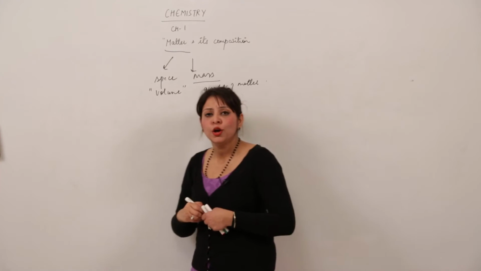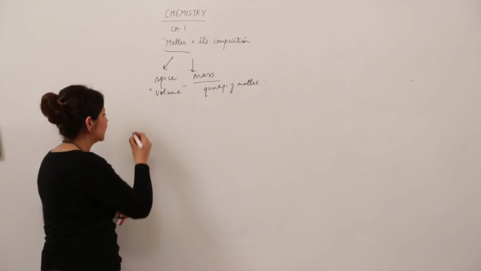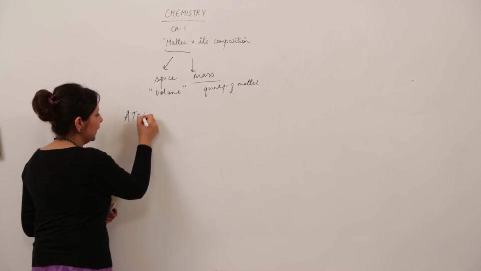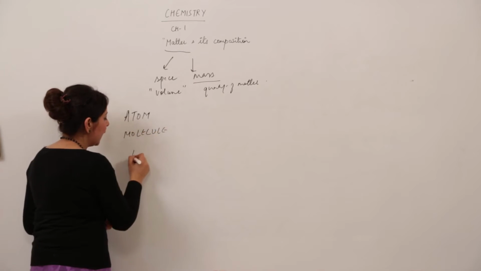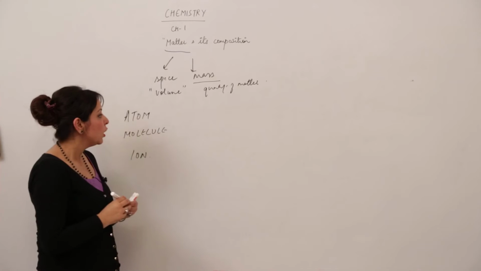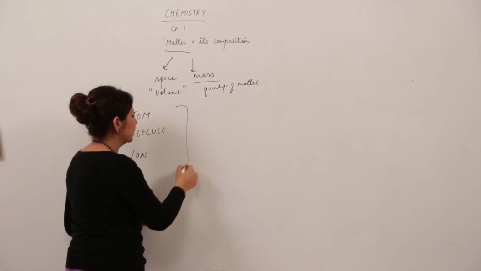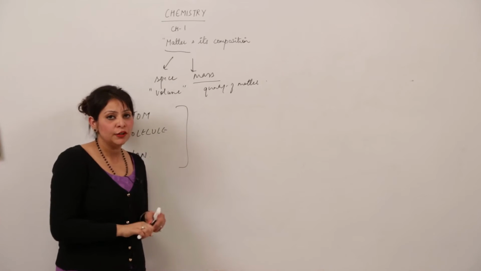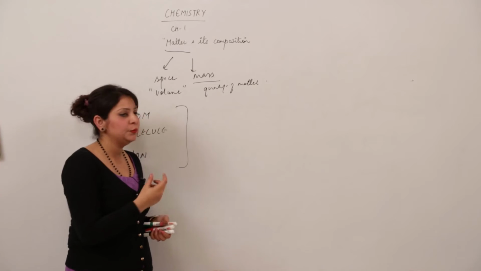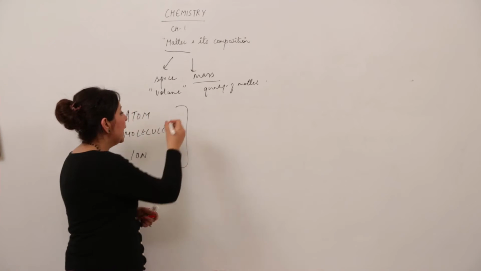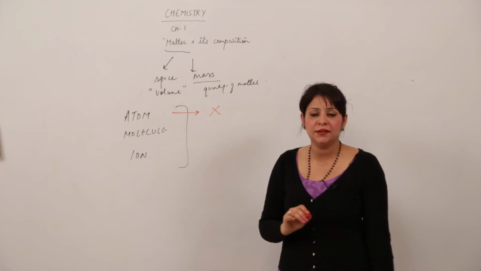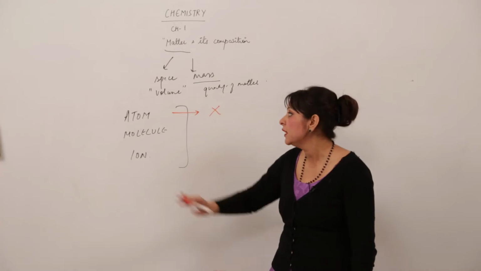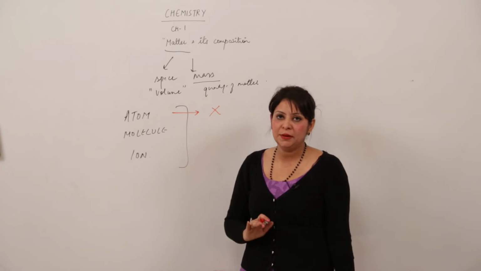Matter is formed of three kinds of particles. The particles can be atom, molecule, or ion. We'll be taking these terms in detail later, but for this moment I want you to know them in brief, what actually these are. Atom is the smallest particle which does not exist independently. I am repeating it, keep in mind, atom does not exist independently.